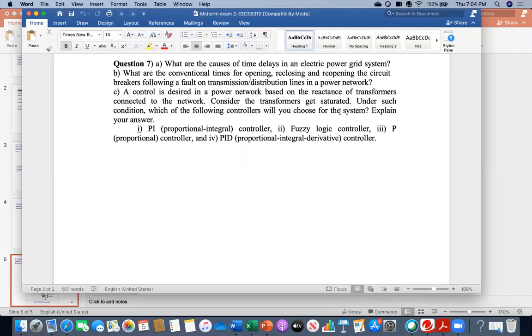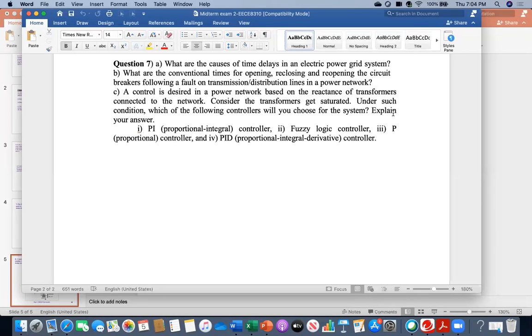In this case, because the transformer got saturated, it represents non-linearity. So that is the reason you will be choosing this. Now, some of you might choose this one or this one. A linear controller might work somewhat, but it will not work as well as the fuzzy logic controller. So the fuzzy logic controller will be the appropriate answer.